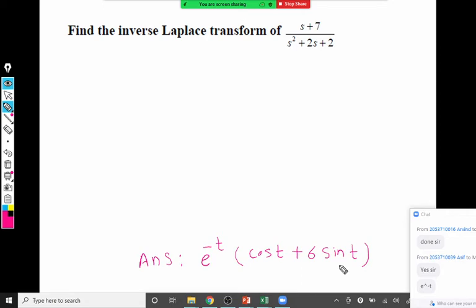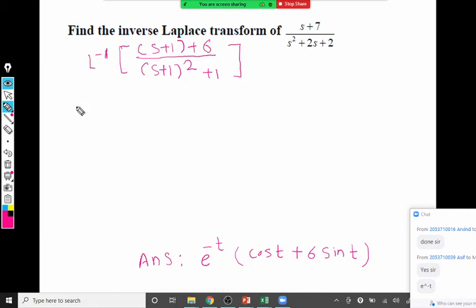Now, obviously the denominator is a quadratic, so it's better we make a complete square. When we take a complete square in the denominator, it goes s plus 1 bracket square. You will observe s square plus 2s plus 1 is there, so plus 1 is left only. So the numerator should be adjusted in the same way. So we take s plus 1 plus 6.